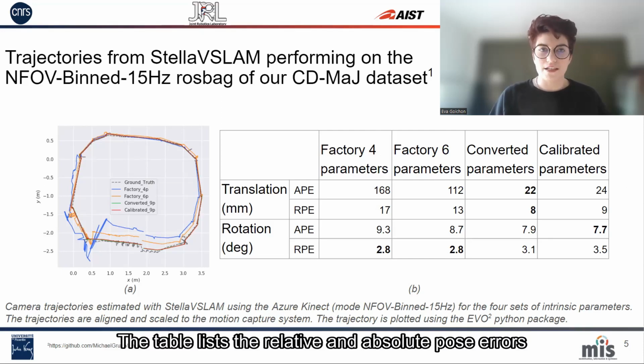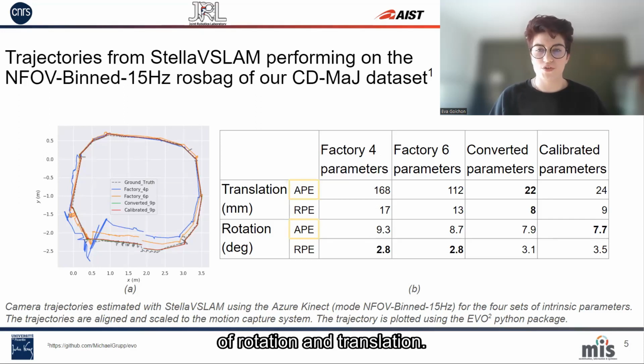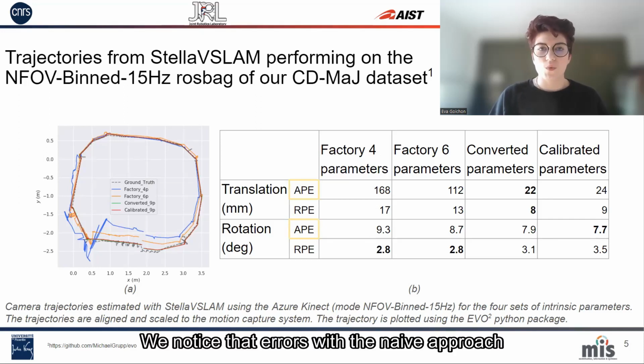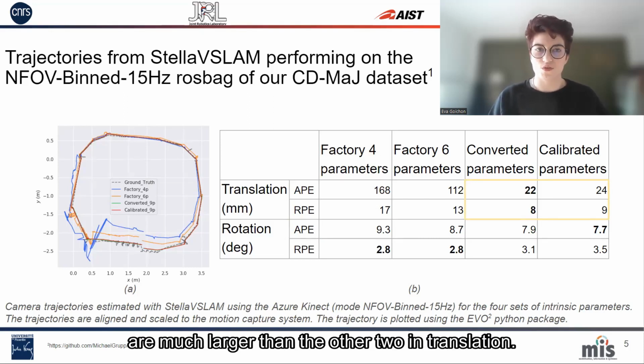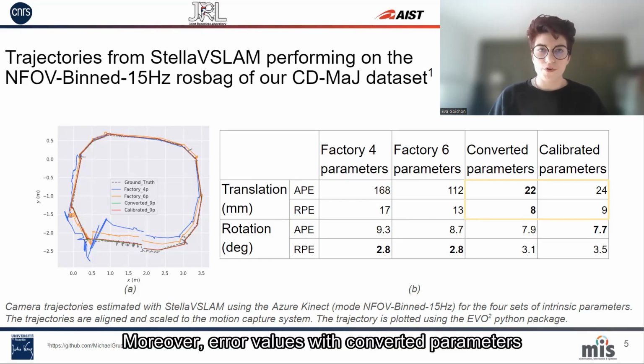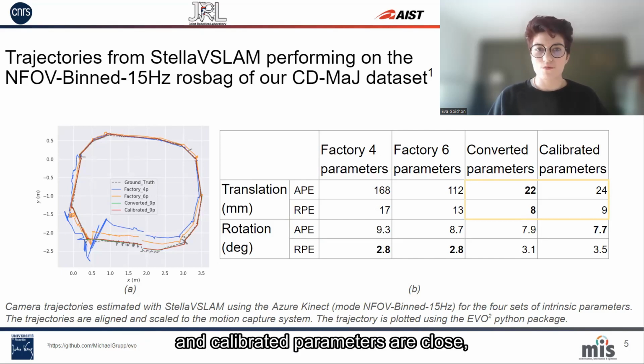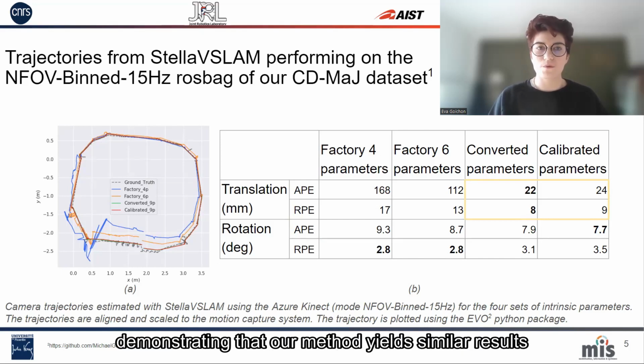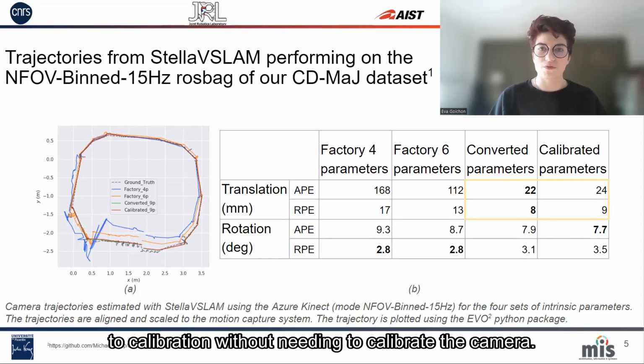The table lists the relative and absolute pose errors of rotation and translation. We notice that errors with the naive approach are much larger than the other two in translation. Moreover, error values with converted parameters and calibrated parameters are close, demonstrating that our method yields similar results to calibration without needing to calibrate the camera.